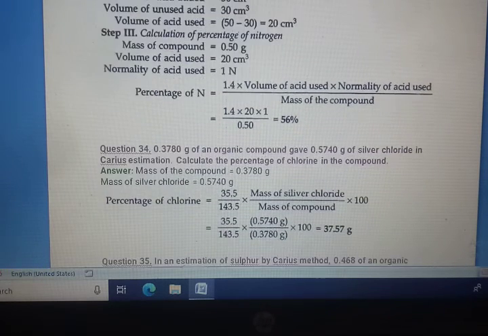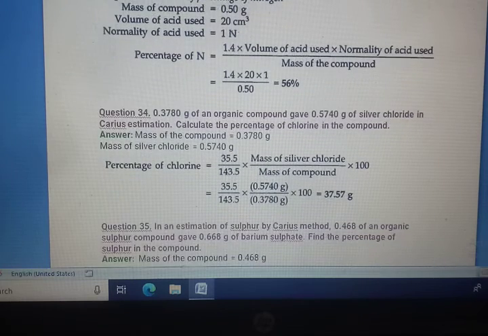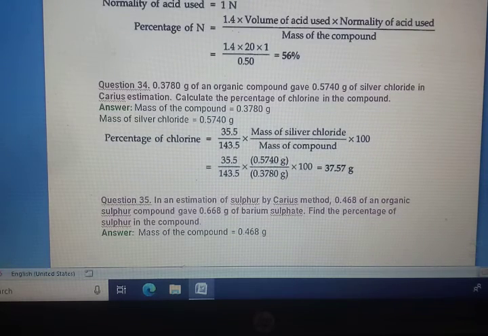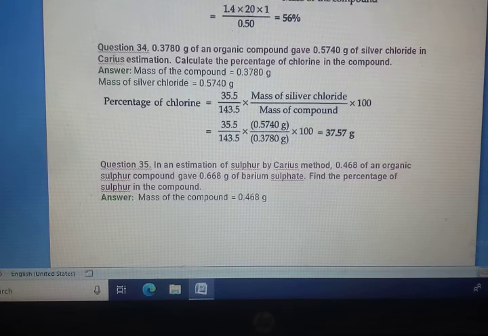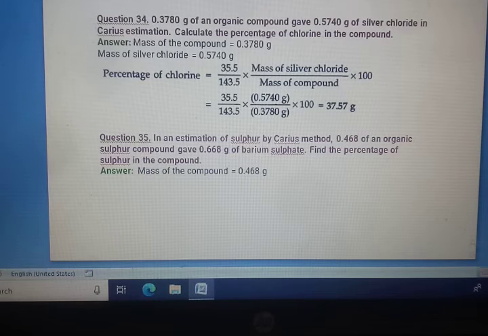Question number 34. 0.3780 gram of an organic compound gave 0.5740 gram of silver chloride in the Carius estimation. Calculate the percentage of chlorine, the percentage of halogen. X is equal to 35.5 upon 143.5 into mass of silver chloride upon mass of compound taken into 100. So just put the formula and utilize this. Answer is 37.57.